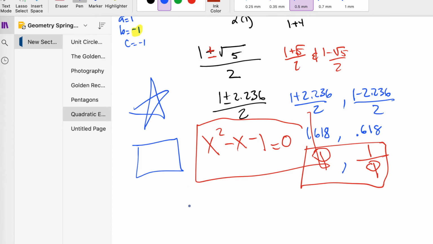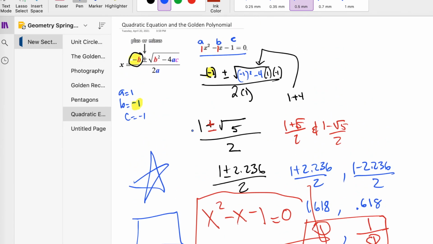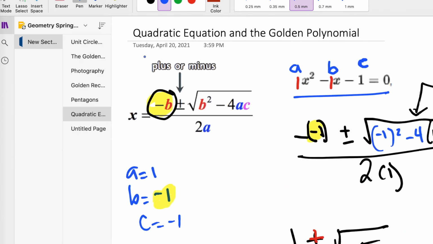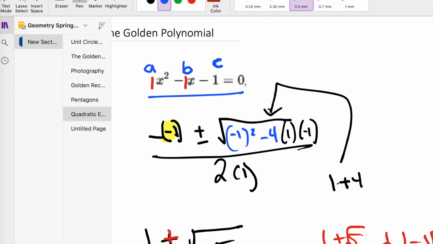Hopefully that made you at least interested in looking up some of those things, the golden rectangle, the golden spiral or Fibonacci spiral in photography, Fibonacci spiral in your body or in nature, or even to make you appreciate a little bit more about what the quadratic equation can do and what that specific equation, x squared minus x minus 1, actually is all about.